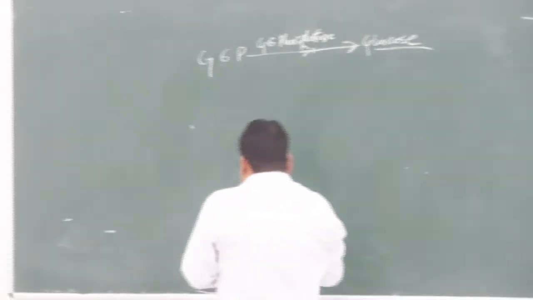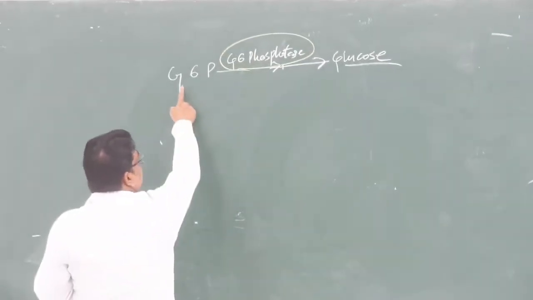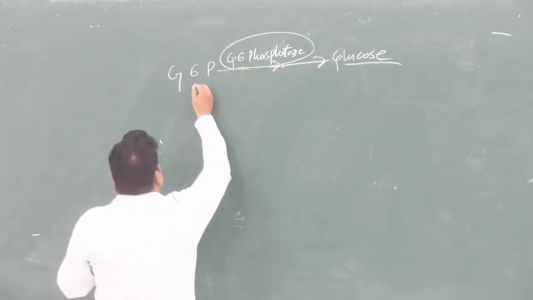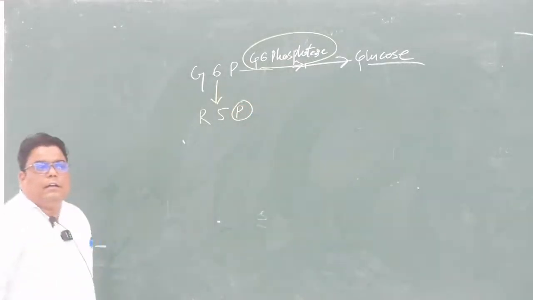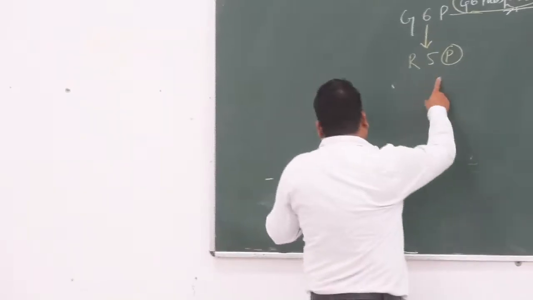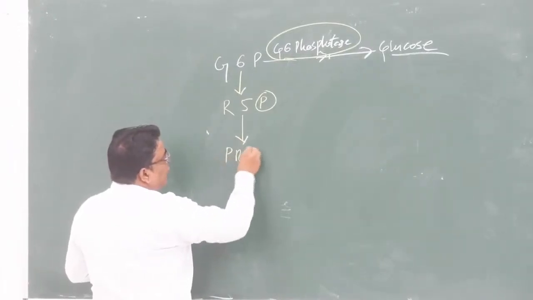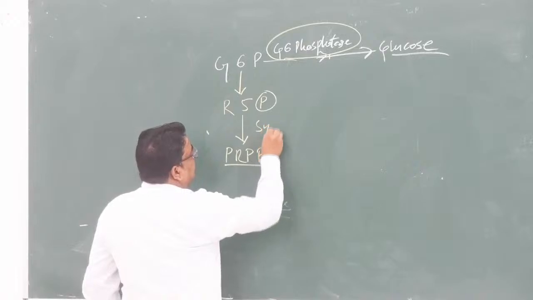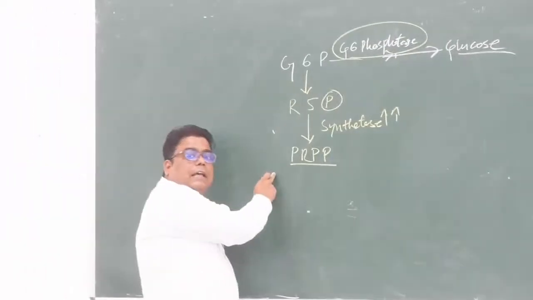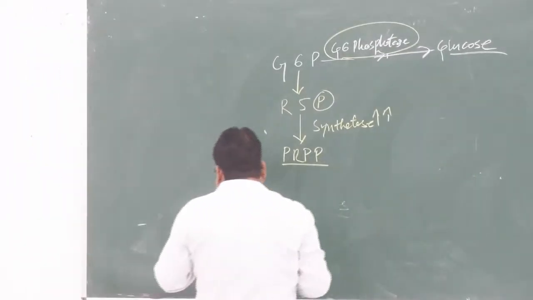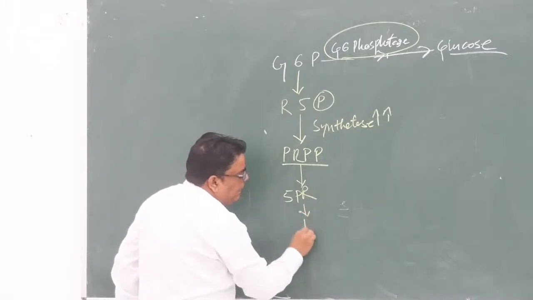Gluconeogenesis. Ribulose 5-phosphate. You will see ribose 5-phosphate increase the level of purine metabolism. Multiple steps, there is a formula.